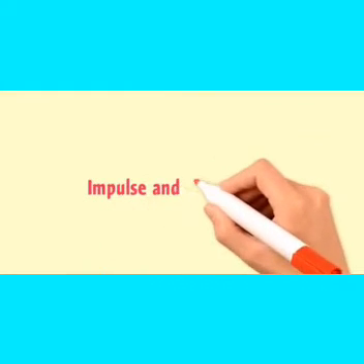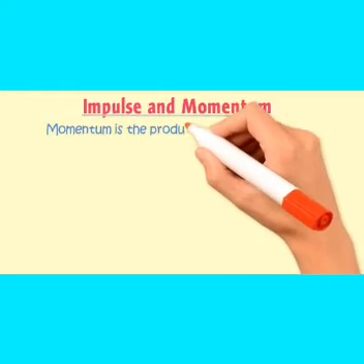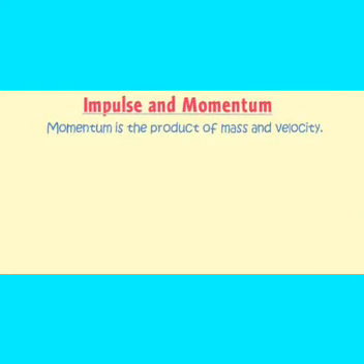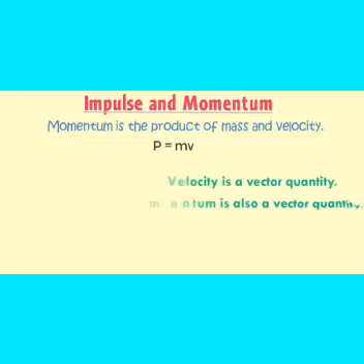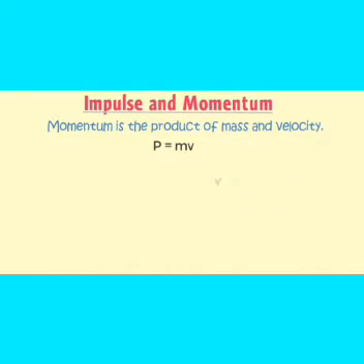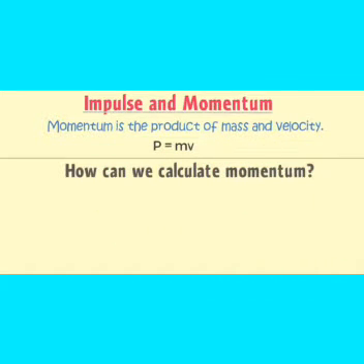Impulse and momentum. In the previous lecture, we learned that momentum is the product of mass and velocity. Mathematically, momentum P is equal to m into v. We know that velocity is a vector quantity, hence momentum is also a vector quantity. Now let me teach you how we can calculate momentum.